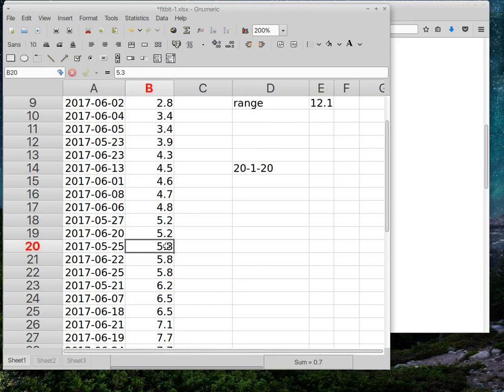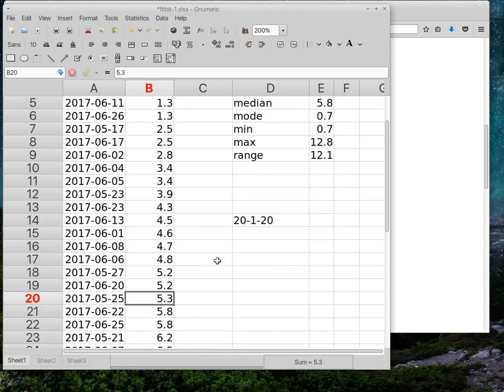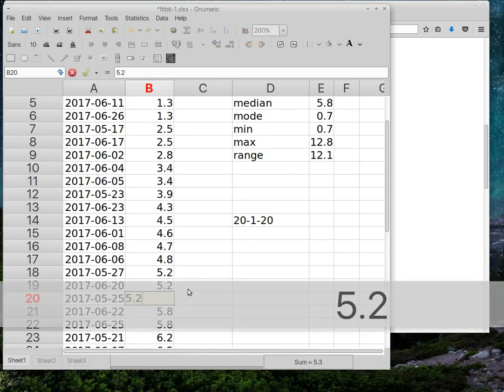What if this 5.3 right here had been another 5.2? If I changed that 5.3 to a 5.2, you can see that Excel will now say 5.2 is the unique mode.